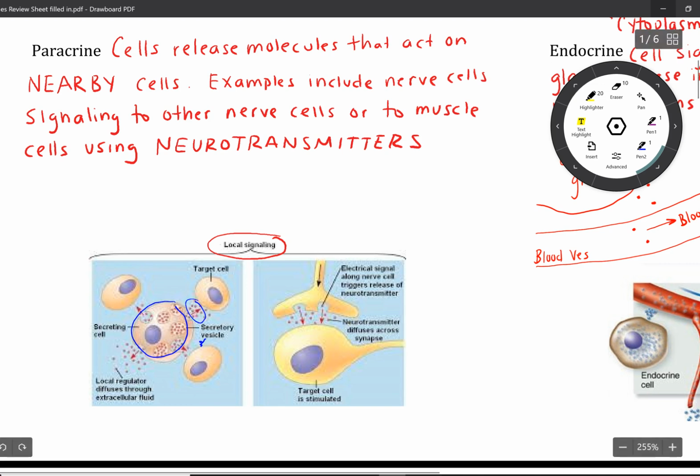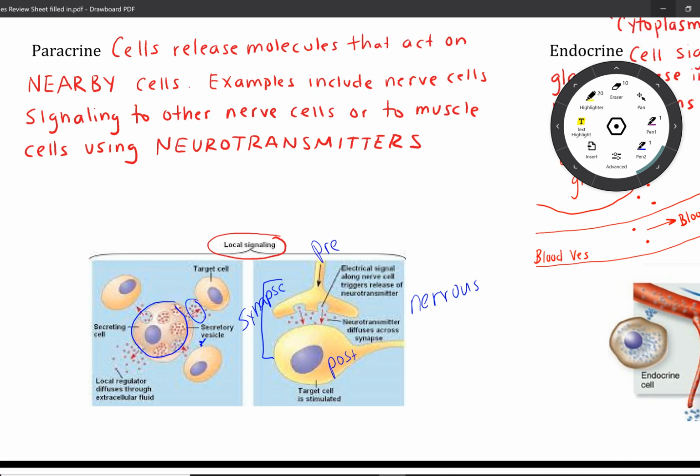The second diagram is what you will see in the nervous system, and those are neurotransmitters and neurons. So this is what is known as the presynaptic neuron. This is what is known as the postsynaptic neuron. This area is called the synapse, and the specific space in between the cells is known as the synaptic cleft. In either of these cases, the ligand, in this case a neurotransmitter, is released and picked up by a cell very, very close. You may also see this where nerve cells are near muscle cells.